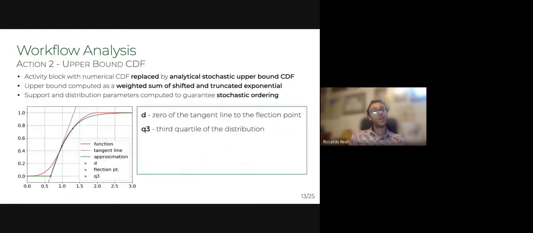Note that when action two is applied, it may happen that some of the transitions are provided in numerical form, for instance after the application of action one or action two itself. In these cases, since regenerative transient analysis requires transitions expressed in analytical form, we compute an analytical stochastic upper bound of the numerical CDF as a weighted sum of shifted and truncated exponentials, whose parameters and supports are computed in order to guarantee stochastic ordering between the initial numerical distribution and the computed analytical one, as sketched in the figure on the left.